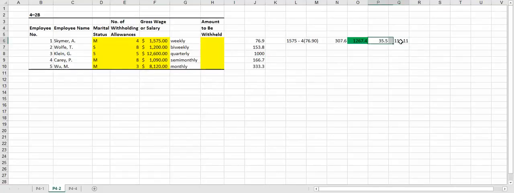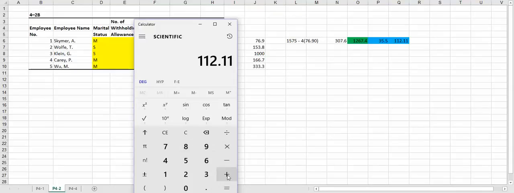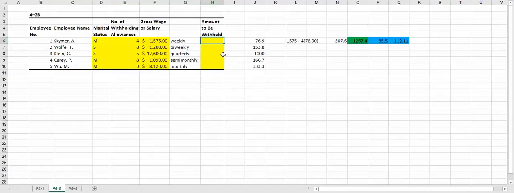So we're going to take the two amounts in blue and add them together, and that's going to give us the amount withheld. It's $35.50. So the tax withheld for this individual is $147.61.